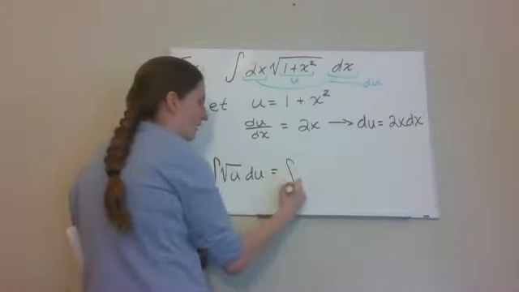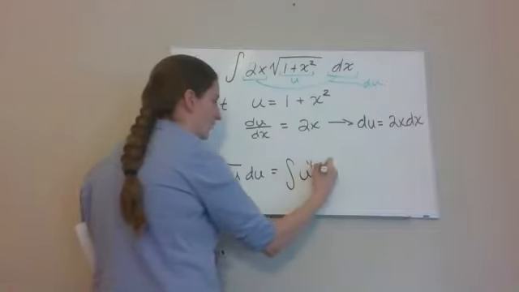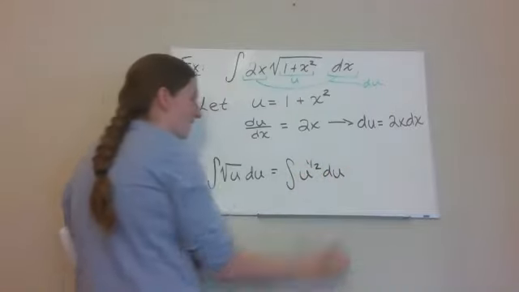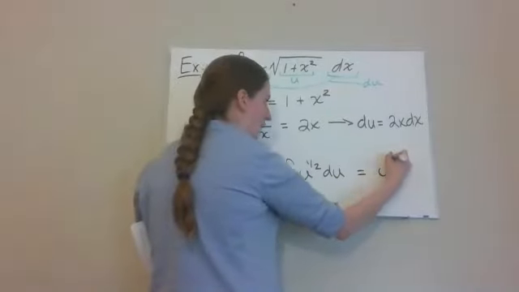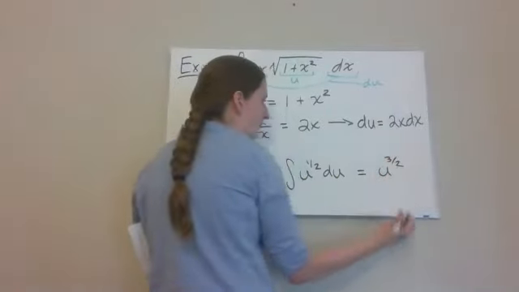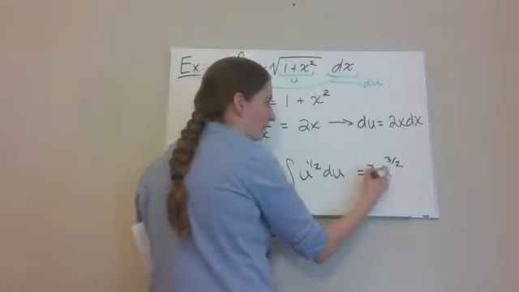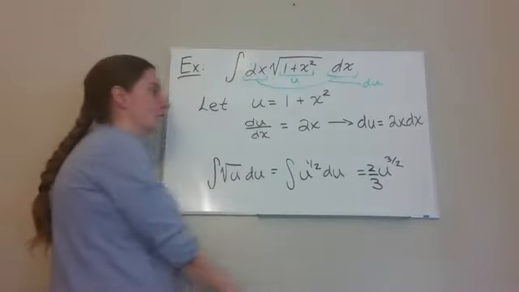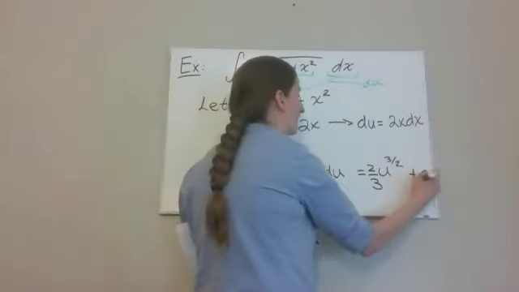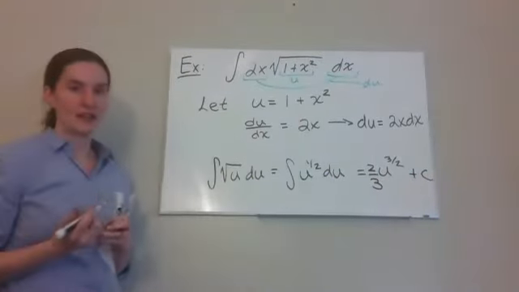And this is a problem that I can do using our techniques from the last video. Let's first rewrite it using a fraction for the exponent, and now I can do my backwards power rule. Add 1 to the exponent, divide by the new exponent. And remember, dividing by a fraction is the same as multiplying by the reciprocal. Then don't forget your constant at the end.